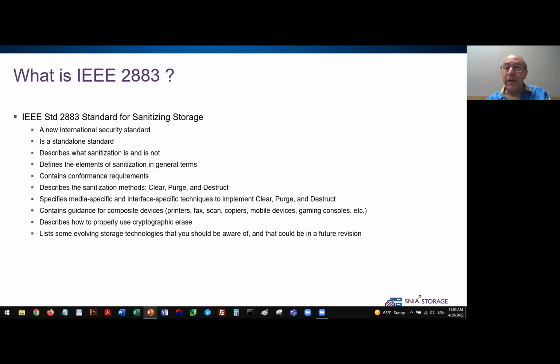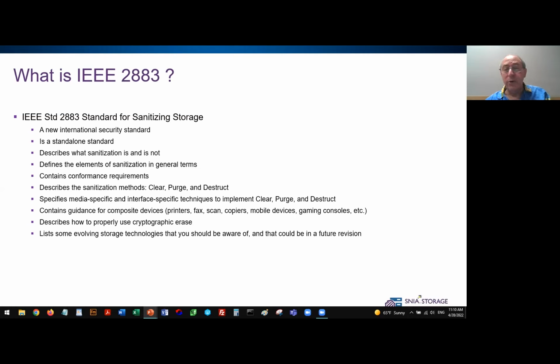We also contain guidance about composite devices that were not considered much in the past. There are so many devices, IoT devices, your doorbell. Your electronic doorbell contains data. It contains, for example, how to connect to your router. There's data even in your doorbell. It's good to erase those things too.